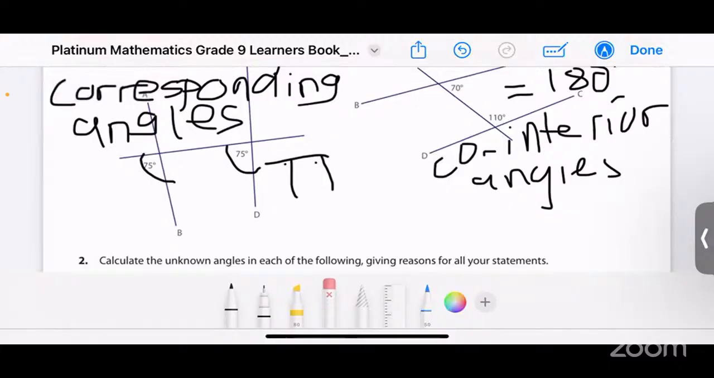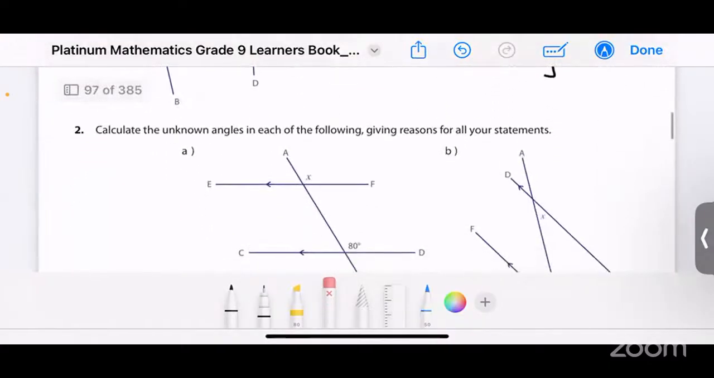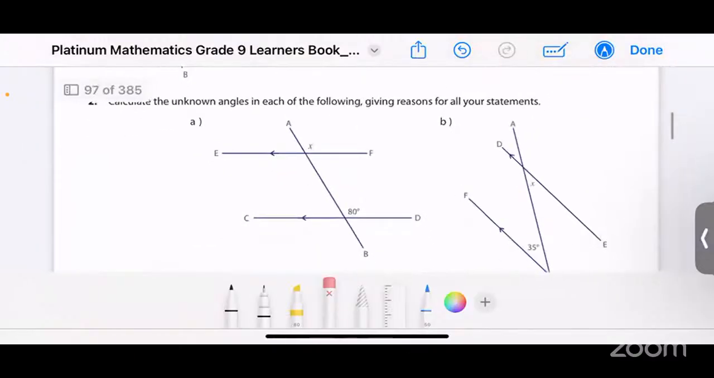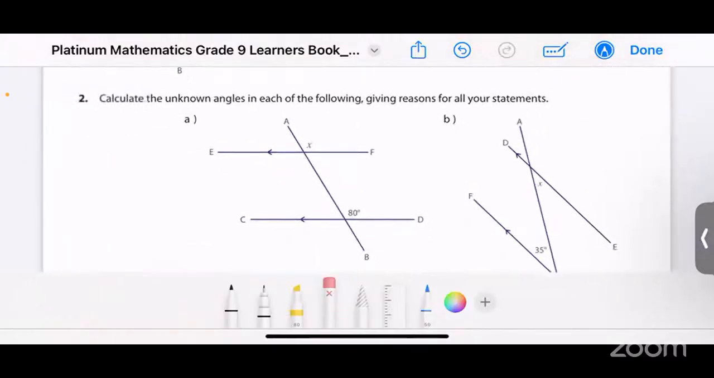Now, number 2. Calculate the unknown angles in each of the following. Give reasons for all your statements. Remember, reasons are very important at grade 9 level. Reasons must be there.